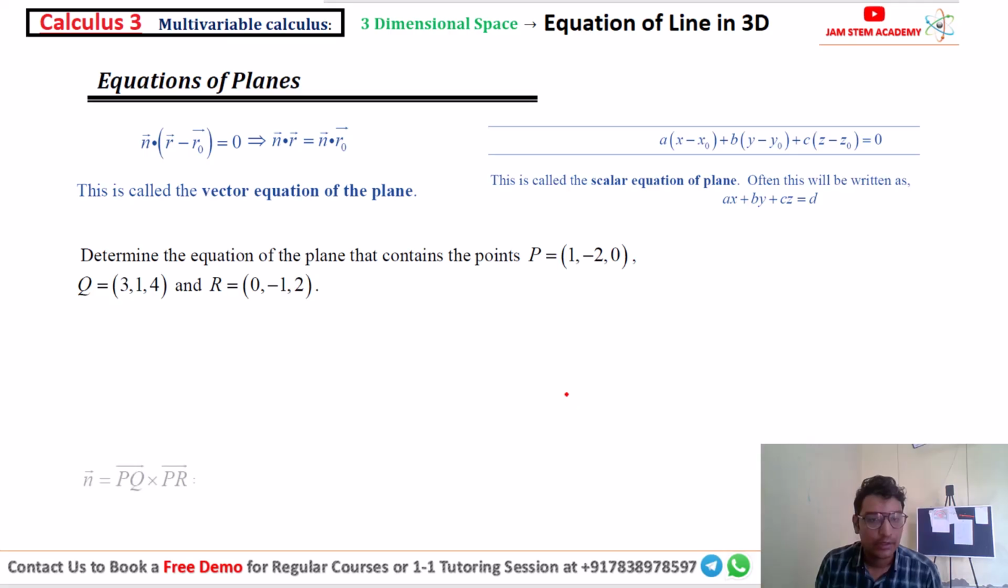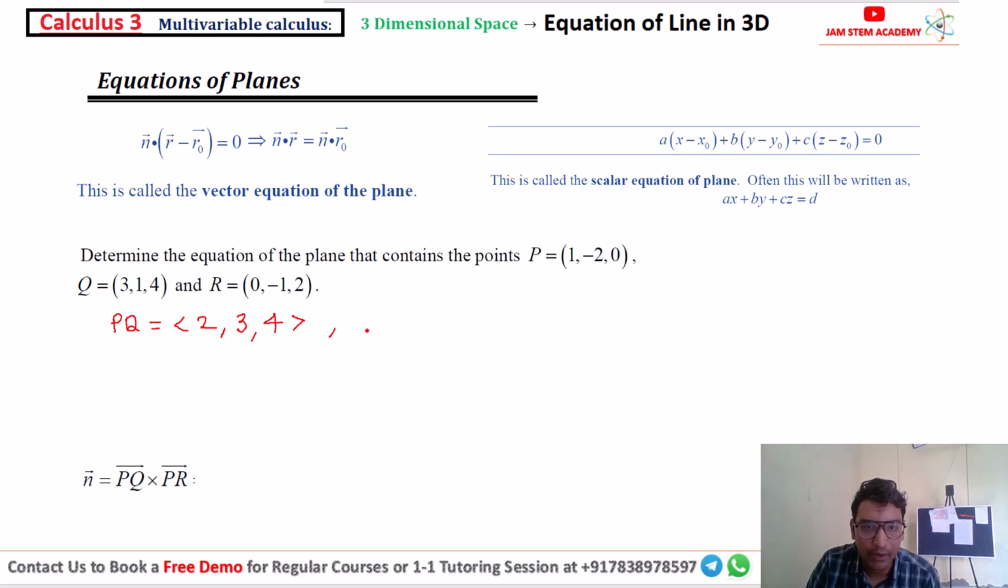Now let's form the PQ and PR vectors to get the normal vector. What is the PQ vector? For the PQ vector, it is the position vector of Q minus the position vector of P. So 3, 1, 4 minus 1, minus 2, 0. Subtract them and simplify it. We get 3 minus 1 gives 2, 1 minus of minus 2 gives 3, 4 minus 0 gives 4. That is your PQ.